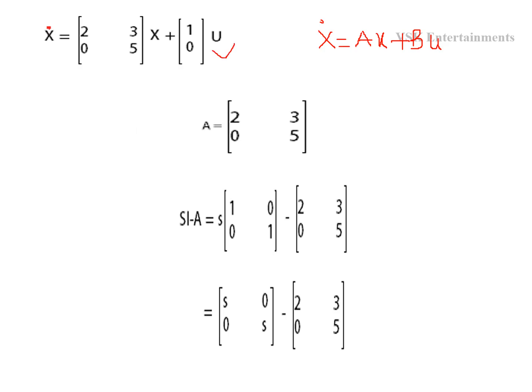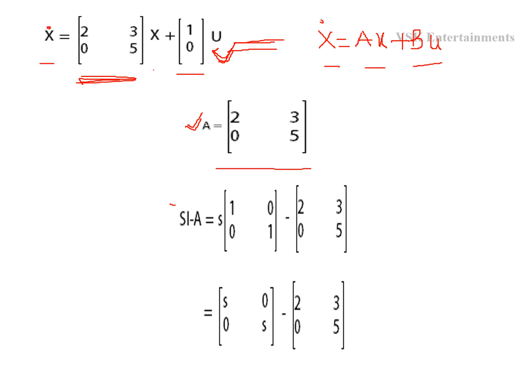This is the state equation in the above problem, that is x dot of t is equal to matrix [2 3; 0 5] into x of t plus matrix [1; 0] into u of t. We know the standard state equation, that is x dot of t is equal to Ax plus Bu. Compare these two equations and find out the system matrix. By comparing, we get the system matrix A is equal to [2 3; 0 5].